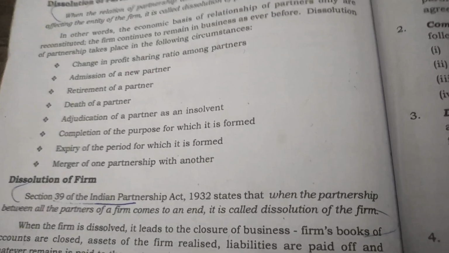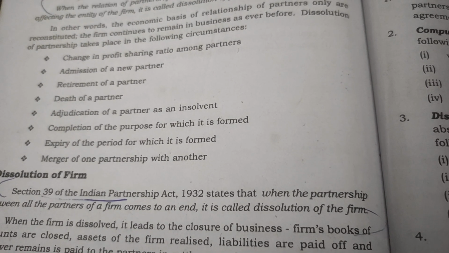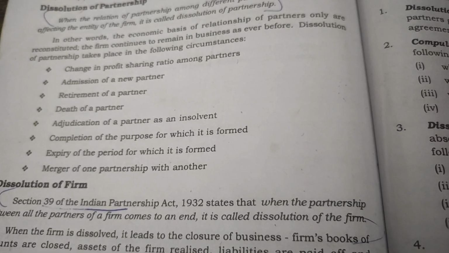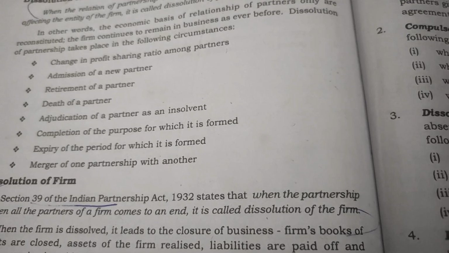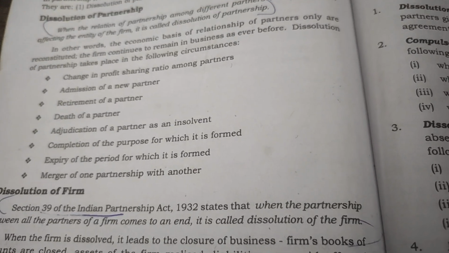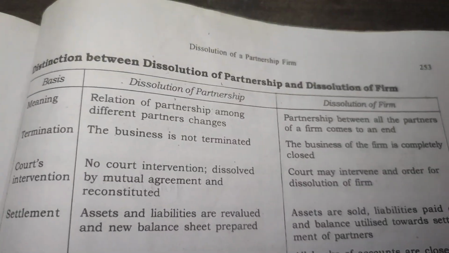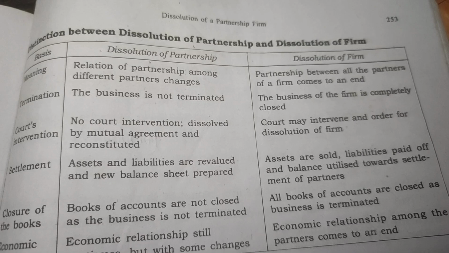Then the dissolution of a firm. Section 39 of the Indian Partnership Act states that when the partnership between the partners of a firm comes to an end, it is known as the dissolution of the firm. Then we can see the difference between the dissolution of partnership and dissolution of the firm.